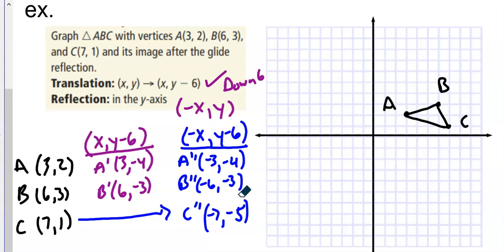Now I can easily graph those points and this right here. So I could show it in 2 steps. I can show the translation, the reflection. In the end, this is our answer in blue there, because that is our glide reflection. Okay, it's the transformation, translation, and then a reflection. So I'm going to go ahead and just graph that one.